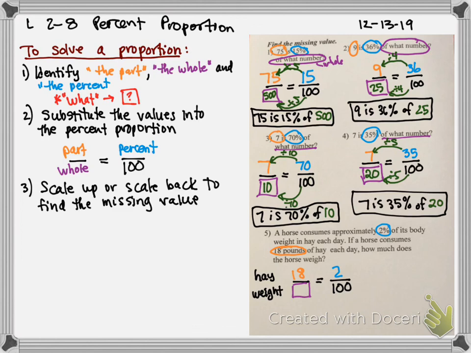Okay, so remember how we're going to do this. We're going to go towards the mystery box. So let's see, how to become 18. Oh, I would multiply by 9. So I'm going to multiply this by 9. So 100 times 9 is 900. Oh my goodness. So what I get is the horse weighs, nope, I don't think so. Let's clean that up. Weighs 900 pounds.